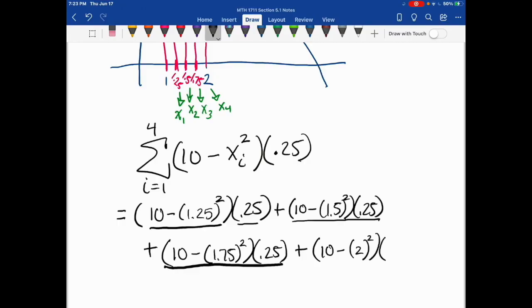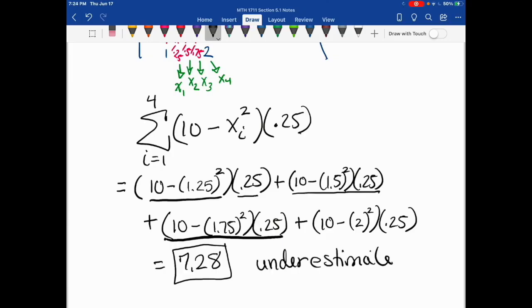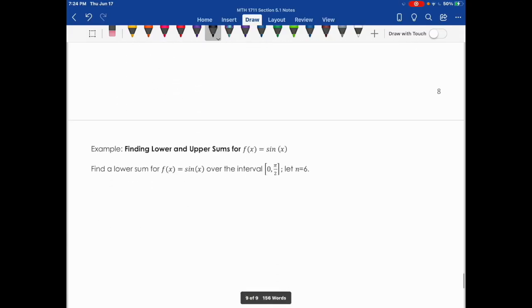I'm going to repeat this one more time and do it for the fourth rectangle. I'm going to take 10 minus 2 squared, multiply it by the width of that rectangle. Now, when I put all of this in the calculator and I add it all up, I'm going to get 7.28. So the area under this curve is approximately 7.28, and because we made it so that it goes under the curve, this is going to be an underestimate.